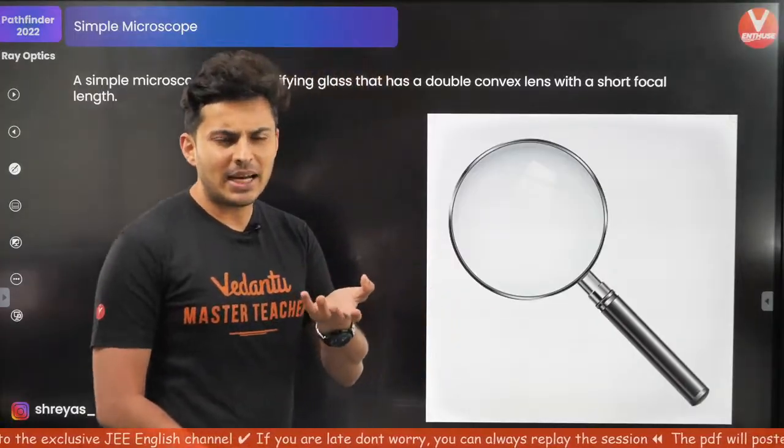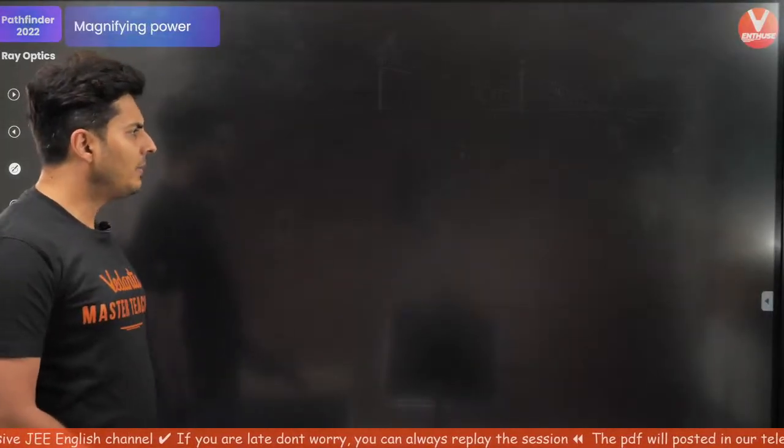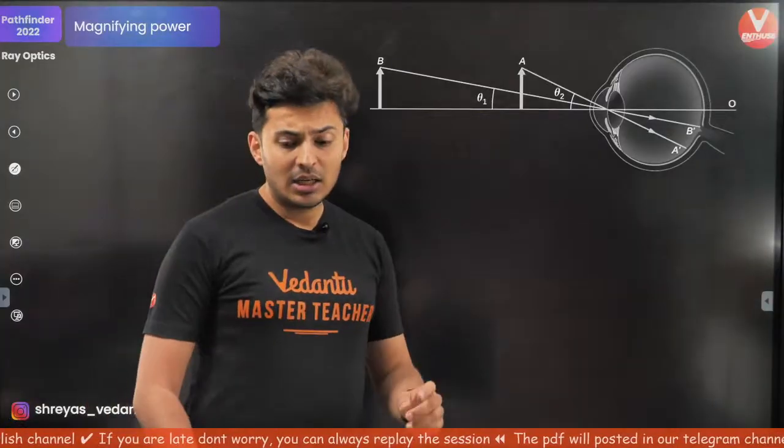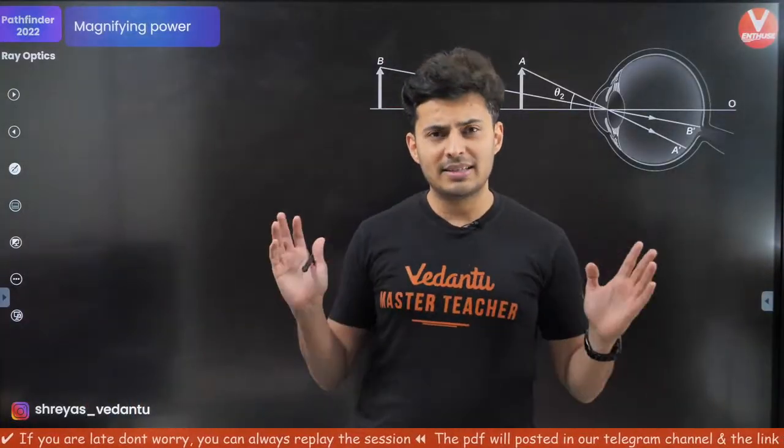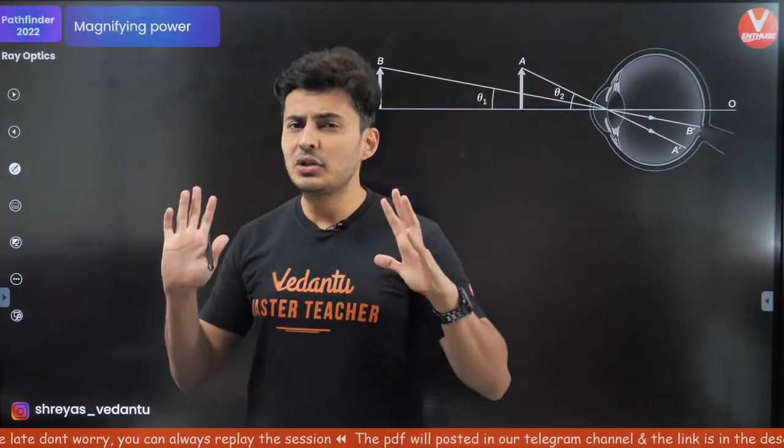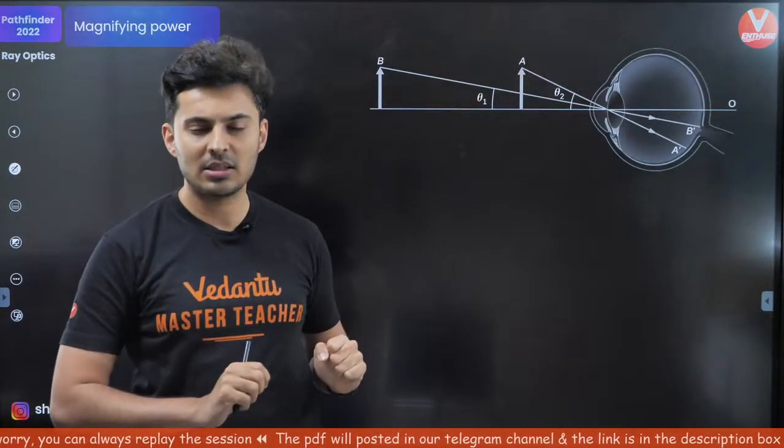Now, what is the working behind it? It's very easy. Remember that I have told you about convex lenses, and a convex lens usually makes real images.